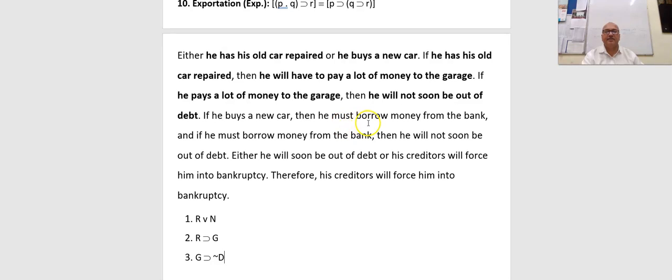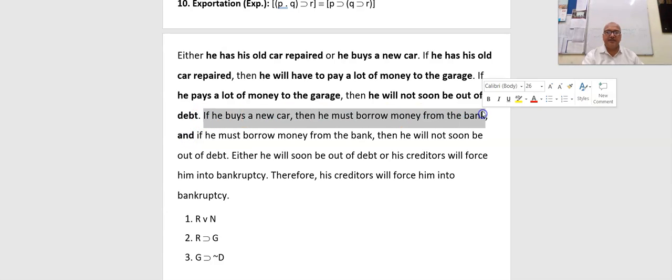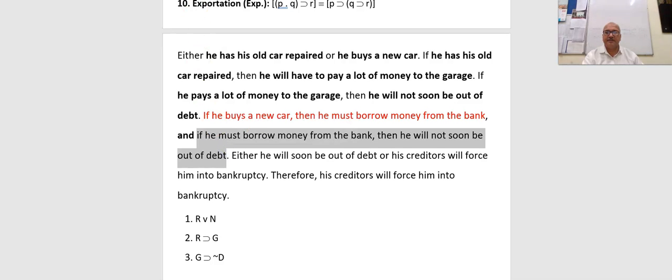If he buys a new car, then he must borrow money from the bank. Then we have a comma, and then "and" is written. After "and" you find, if he must borrow money from the bank, then he will not soon be out of debt. So this is a rather bigger compound statement, and you clearly see that here you have conjunction. So consider from here to here, this is one statement, and from here to here, this is another statement. And these two statements are in conjunction. But it so happens that both the conjuncts are compound statements, and the conjuncts are in the form of conditional statements, right? So we will symbolize them accordingly.